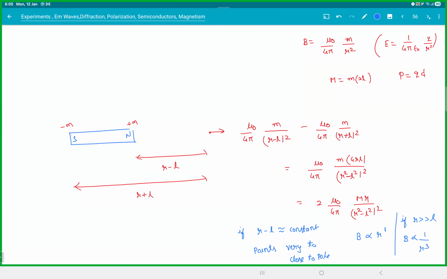When you're very close to the poles, how does the magnetic field vary? When you're very far from the poles, how does it vary? Close to the poles, the field will vary linearly. When you're very far, it will vary as 1 by r cube. Similarly, I can do the same thing here. This guy will push and this guy will attract, and you get the resultant. This is angle theta, so this is theta, this is theta. This distance will be root over r square plus L square. So mu naught by 4 pi m by r square plus L square, and then you can simplify. You basically end up with this result.